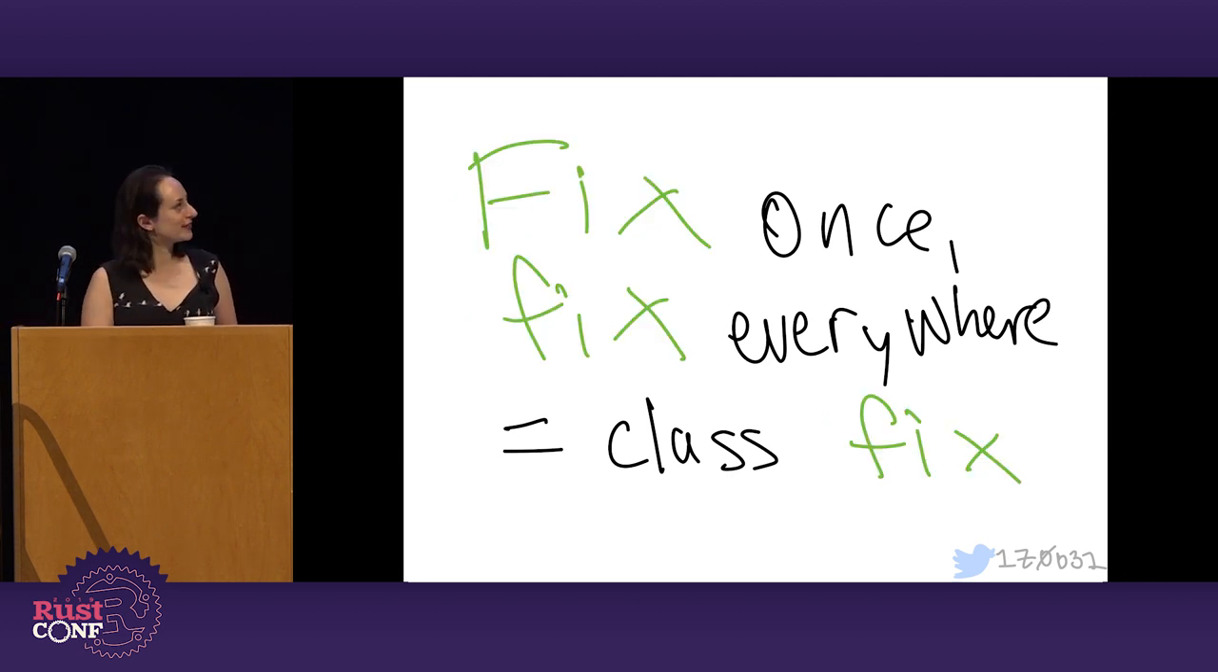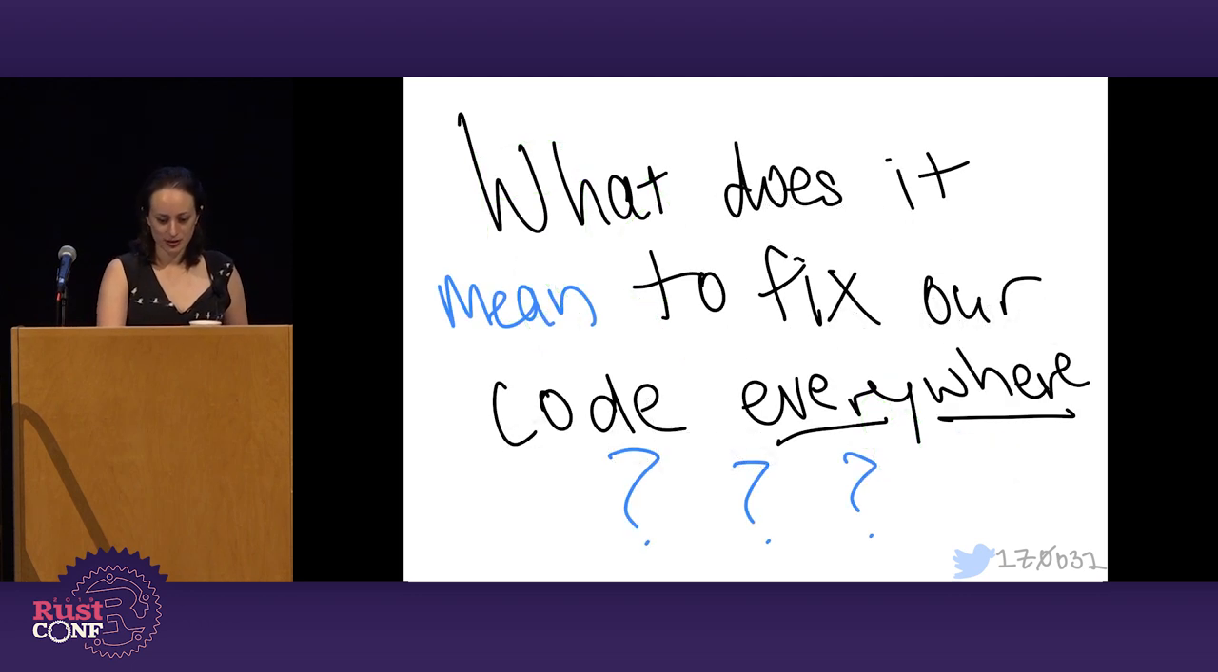So what if we invert that? What if we instead have something that we fix once and thereby fix everywhere? You can think of this as a class fix, is what I'm calling it. So what would it mean to fix our code everywhere?